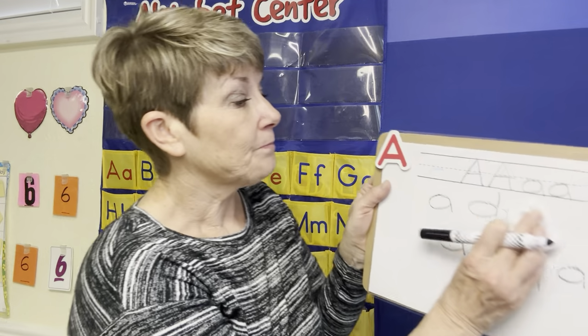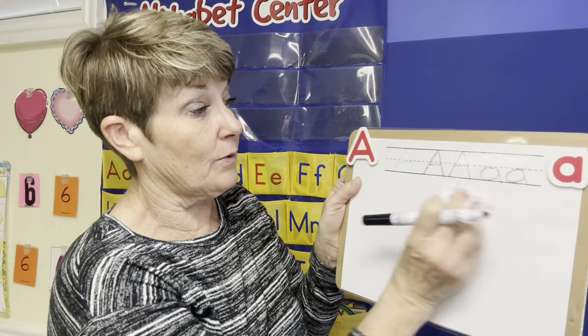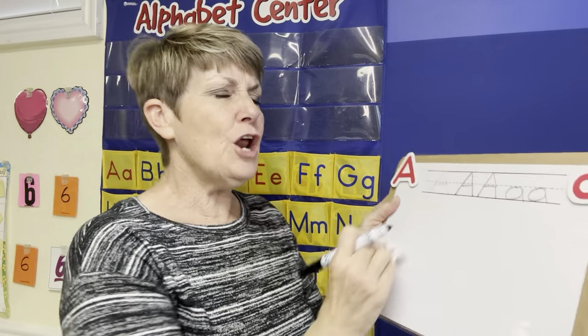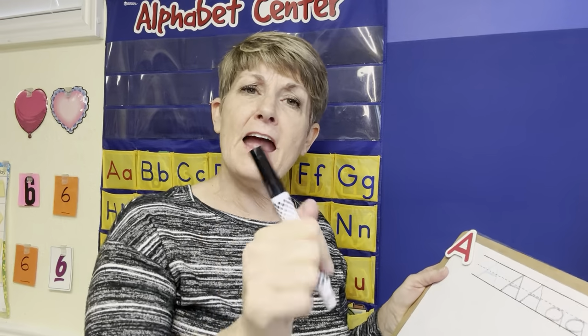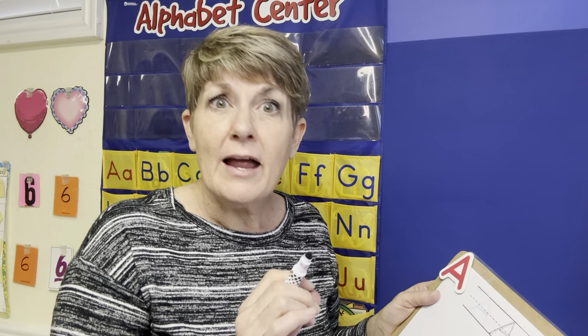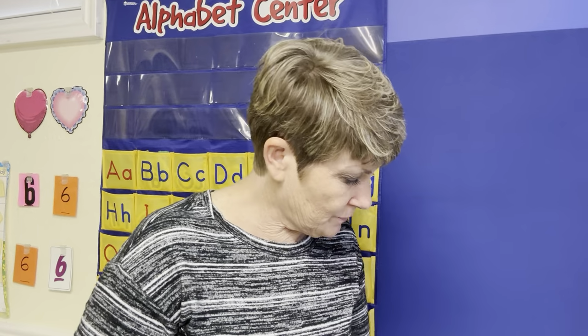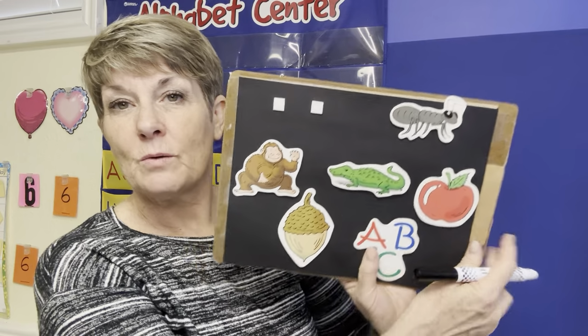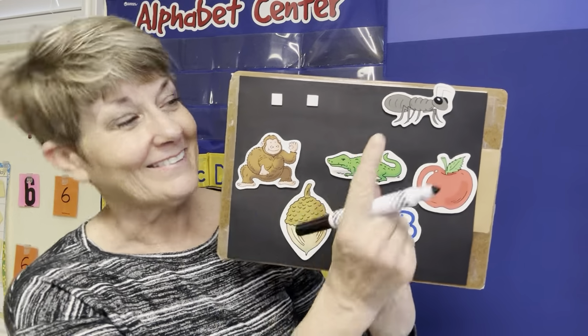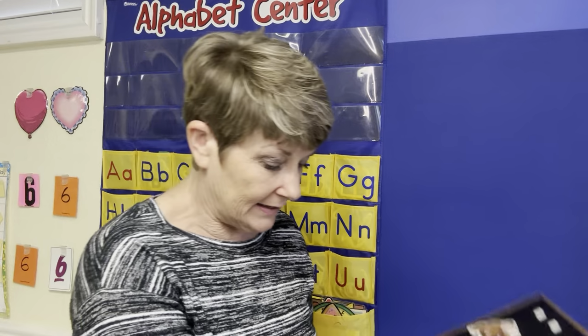All right, I'm going to erase those circle ones off. I'm going to leave our letters on there, but I'm going to erase those circle ones off because now we know how to write a letter. And you know what? There is a bug or a small little creature that starts with letter A. Oh, it's on this page. Which one do you think it is? You're right. It's the ant right there. And we're going to draw a little ant on here. So I'm going to get our ant off to look at it.